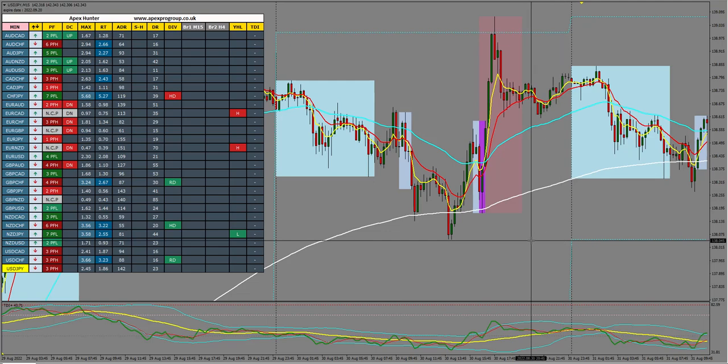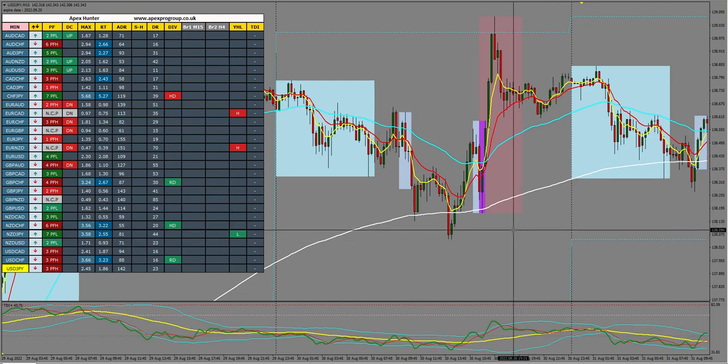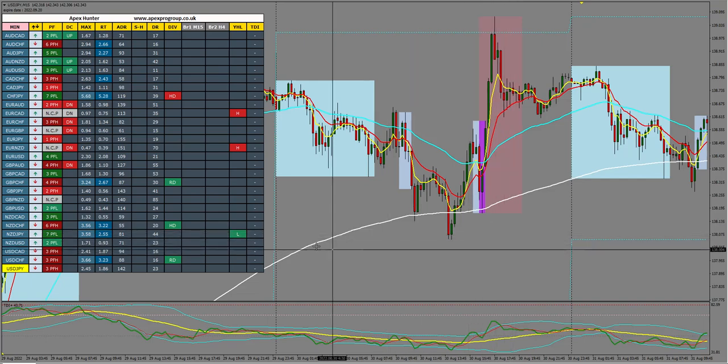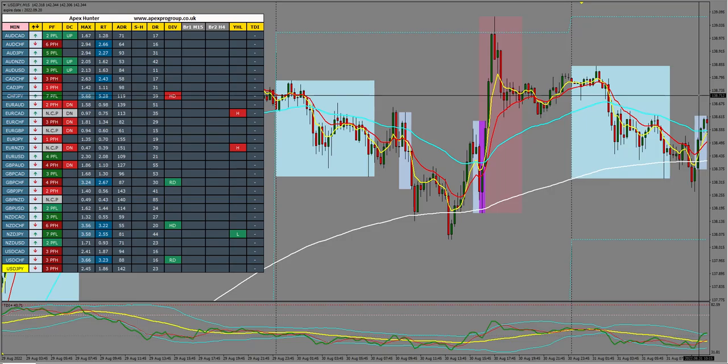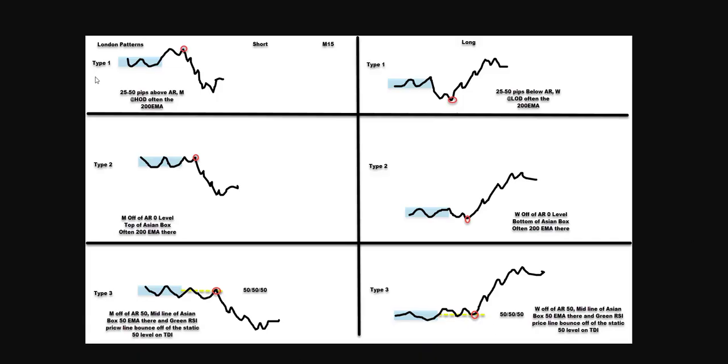I hope that helps. I might just pull up a drawing quickly of the London pattern so we can quickly discuss that. So here we have a drawing that I did of the London pattern. So often we'll have the Asian session range, we'll have a stop hunt above 25 to 50 pips above the Asian range, M at the high of the day, often off of the 200 EMA. All of these happen off of M15. So Asian range for a long position, stop hunt below the Asian range, 25 to 50 pips below the Asian range, W at the low of the day, often off of the 200 EMA.